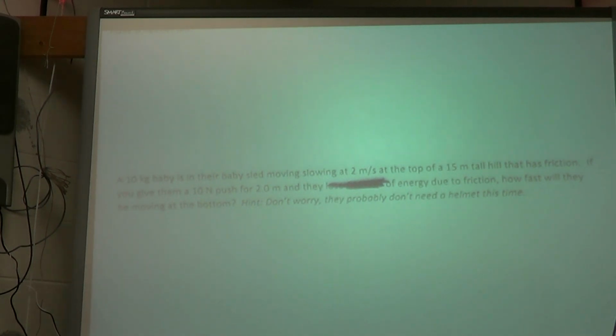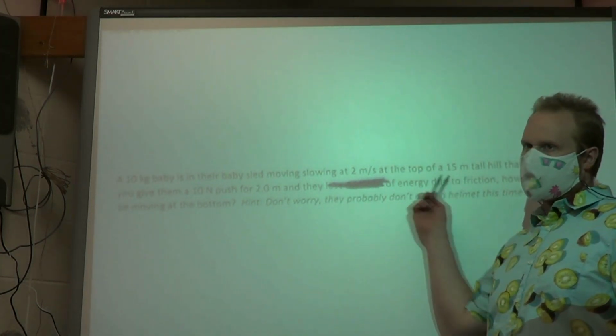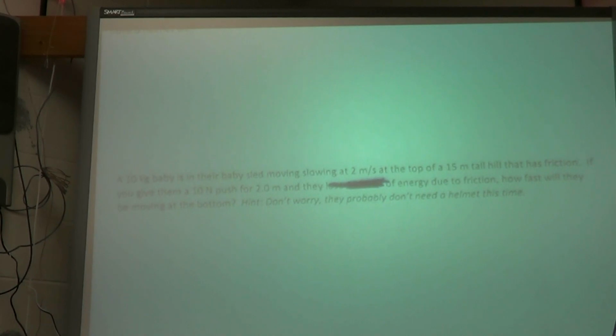If you give them a 10 Newton push for 2 meters, so far the only thing that has changed, the numbers are identical with the exception of now there's friction. Blah, blah, blah, energy lost due to friction. Okay, there's a number, scribble out the number, I don't want that number in there. I'm going to make up a different number. How fast will they be moving at the bottom? Okay, so from this point, there is friction. They're going to lose some energy due to friction, but we are not using the number listed on the problem.